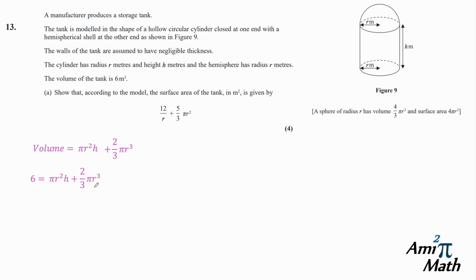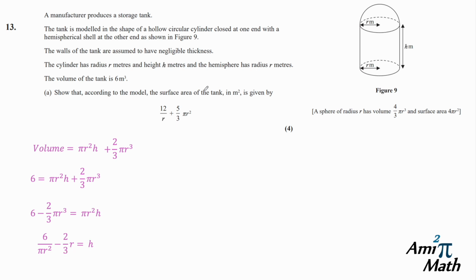So to rearrange this, we're going to minus 2 over 3 pi r cubed on both sides. And to work out h, you're just going to divide by pi r squared on both sides as well. That gives you 6 over pi r squared. Obviously, this cancels out and you're left with r, so minus 2 over 3 r, which equals h.